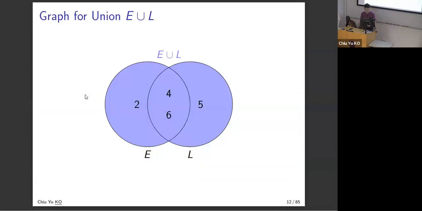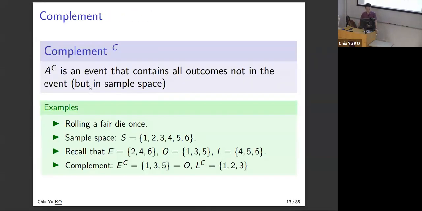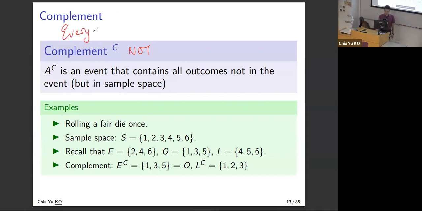Now remember, union means OR. You can read A union B as A or B, for our purpose. And complement, in English, means not. Basically, everything but. In terms of English.